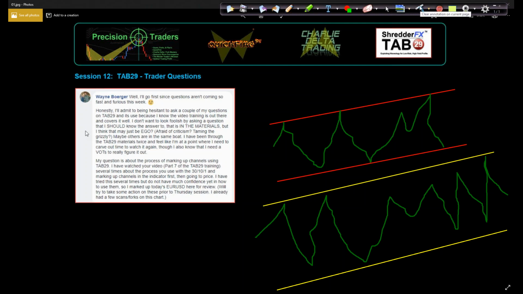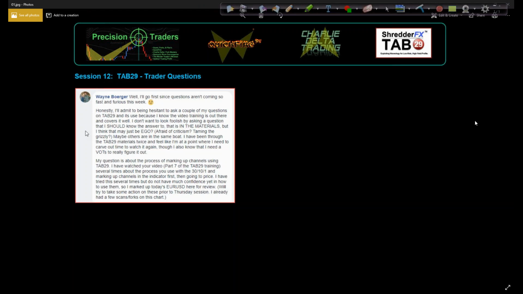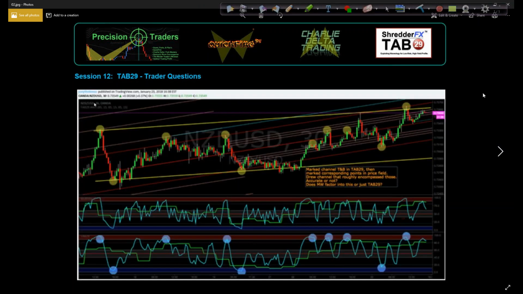All you want to do is not so much identify a channel as see where TAB29 is calling tops and bottoms. So in the example submitted here, what you want to do is go to the bottoms and, this is a very good job. Top, bottom, top, top, bottom, top, top, top, top, bottom. Fine. So when you get your plots there, try and draw lines that represent those tops and bottoms. Don't try and force it into a trend line channel.